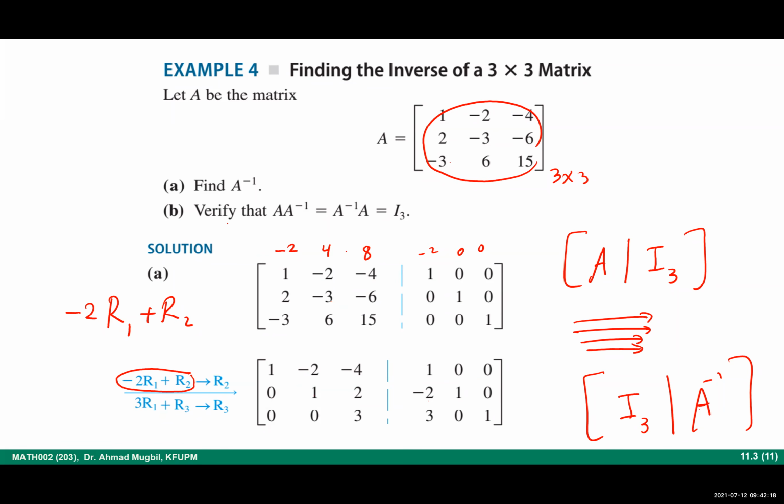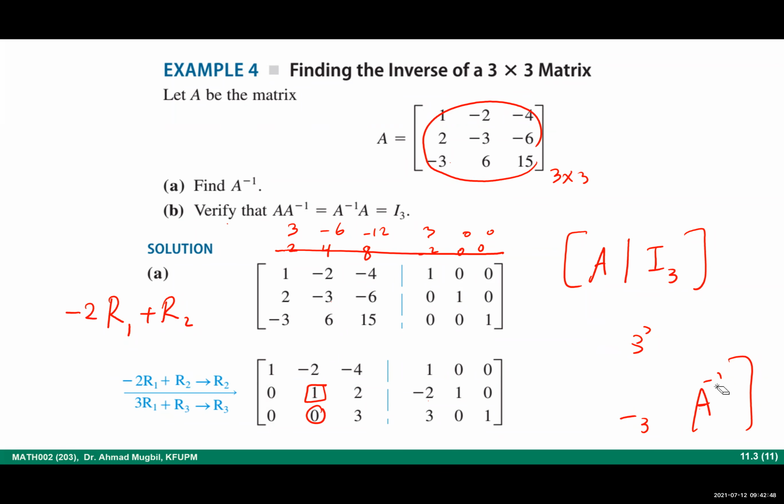We will multiply by 3. Forget about these. Multiply now row number 1 by 3. So it will be 3, -6, -12, 3, 0, 0. Do it carefully. Now you will add it to row number 3. You will get 0, 0, 3, 3, 0, 1. Now, what is our next target, ya shabab, is to make this equals to 1 and this equals to 0. We are lucky, so lucky, because they are automatically 0 and 1.